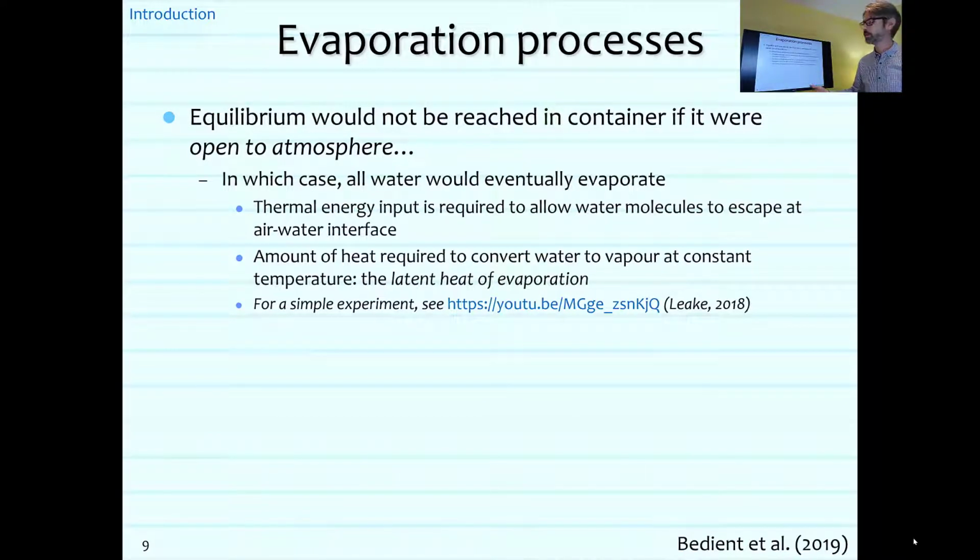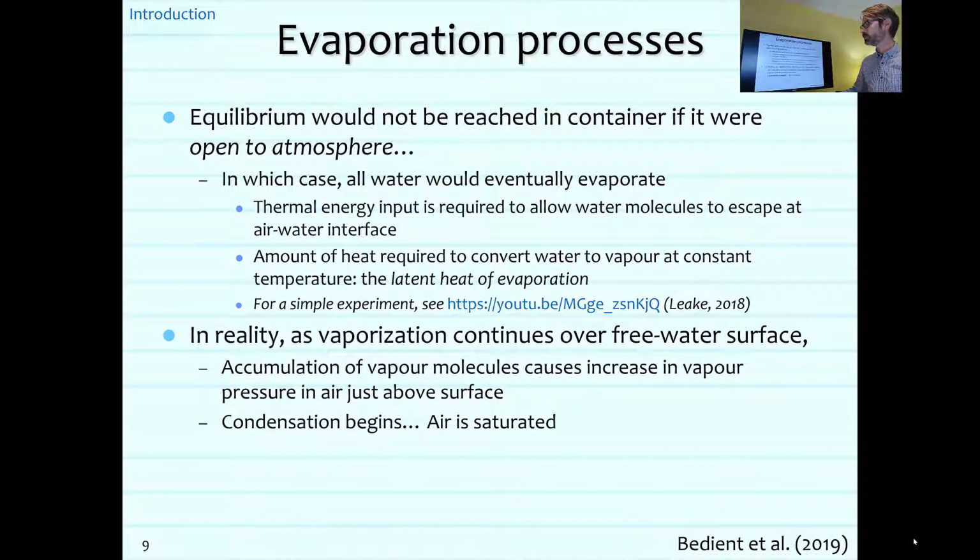To get it all to evaporate, we do need thermal energy input, and that's required to allow the water molecules to escape at the air-water interface, so at the surface of the water. The amount of heat that's required to convert all of that water to vapor at a constant temperature, we learned a couple of topics ago, is the latent heat of evaporation. If you want to try a simple experiment at home, here's an experiment on YouTube.